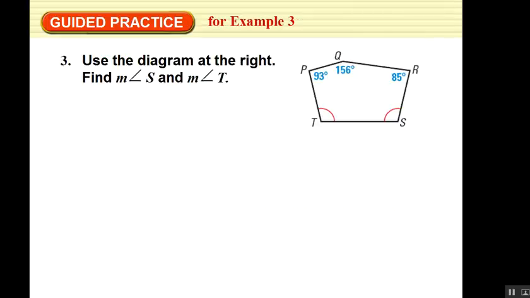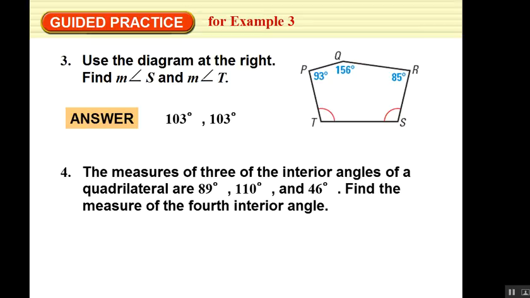Another application, use the diagram at the right. Find the measure of s and t. In this case, the two angles are the same. So your equation will be 93 plus 156 plus 85 plus 2x equals 540. Why 540? It's a pentagon.